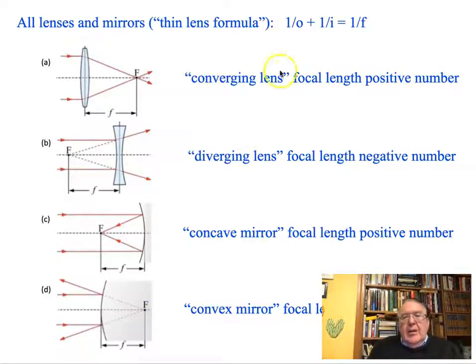So if you put any object at a distance O from the lens or the mirror, it would form an image at distance I away, given that your lens has a focal length of f. So this little formula works for all of these cases. So if you ever have to design something or figure something out, that's the way to do it.